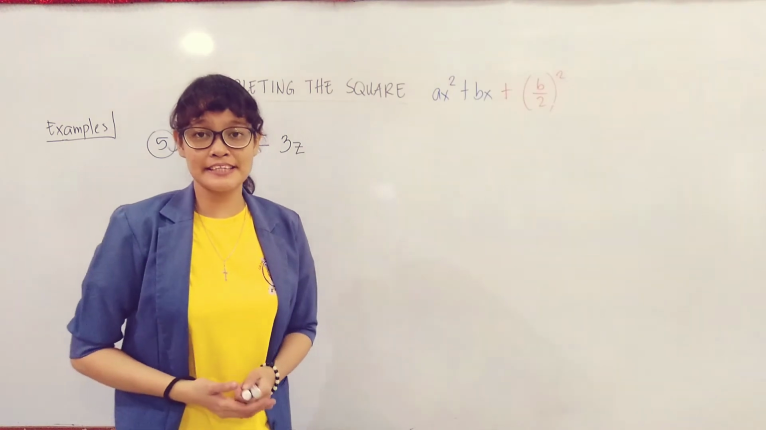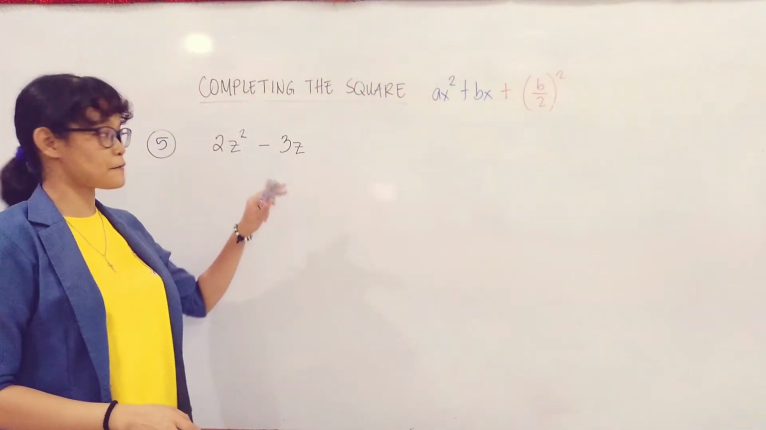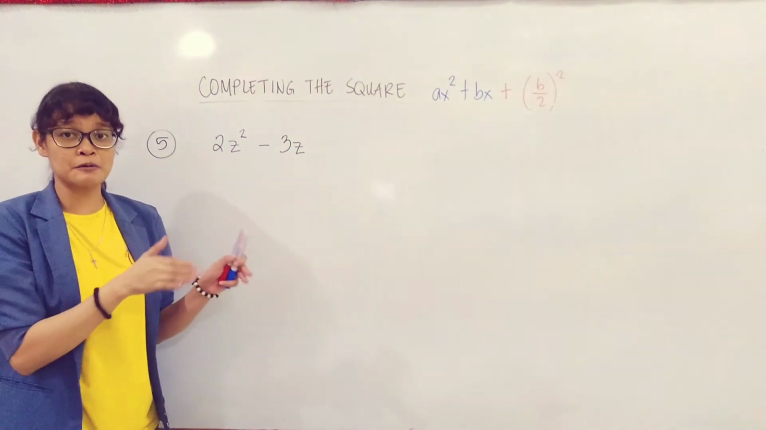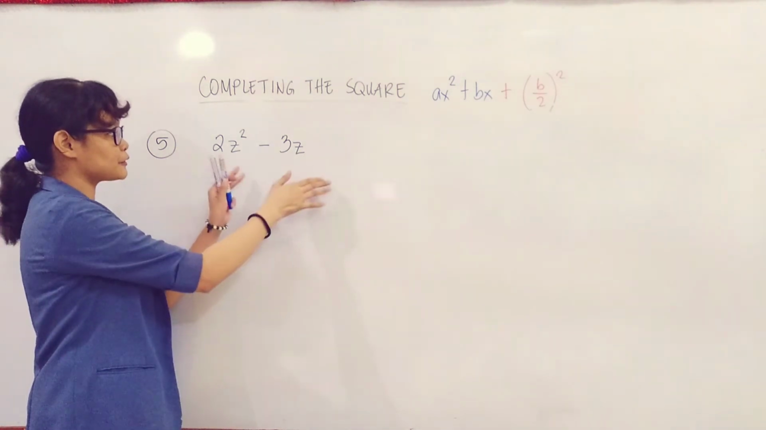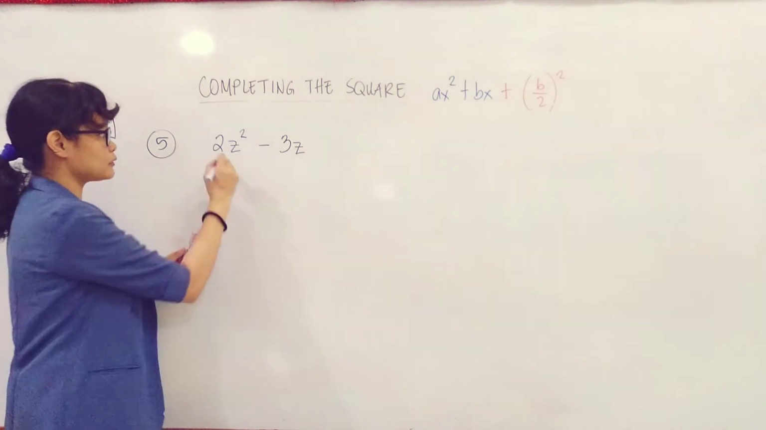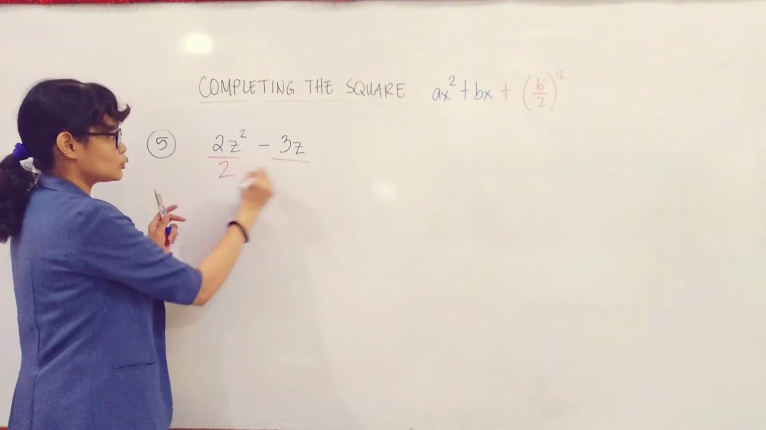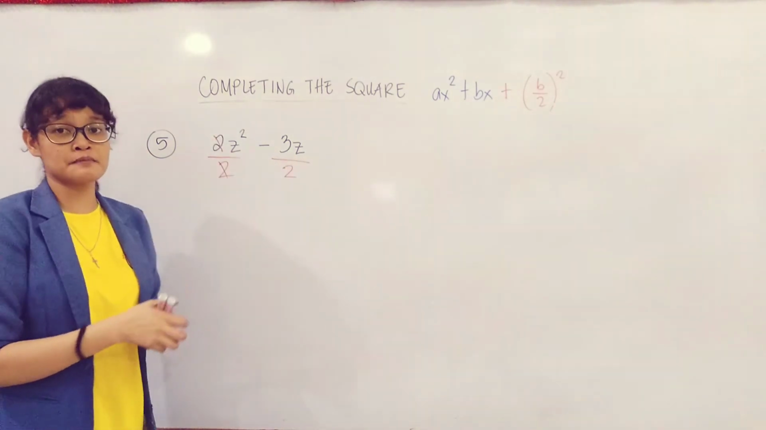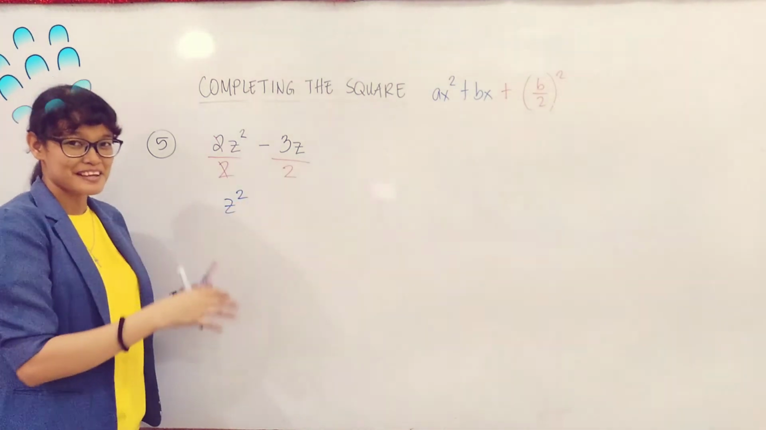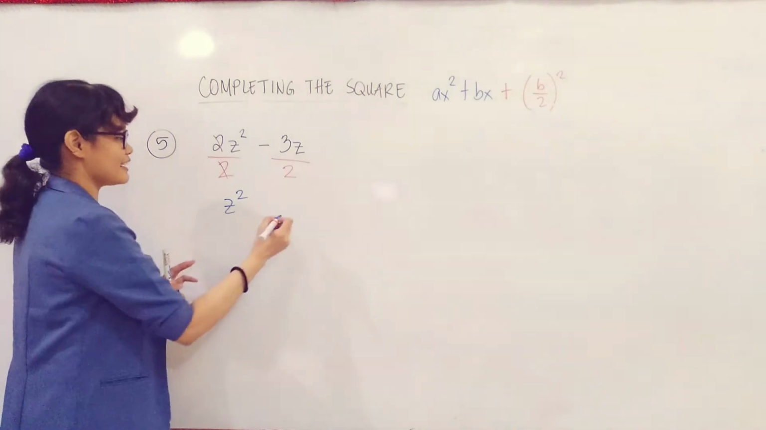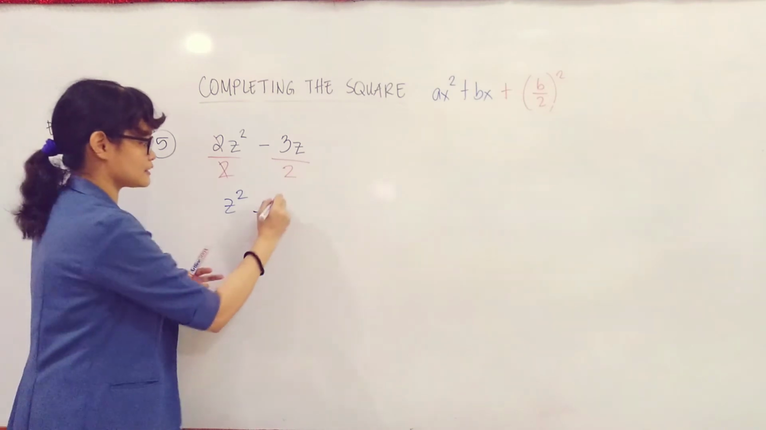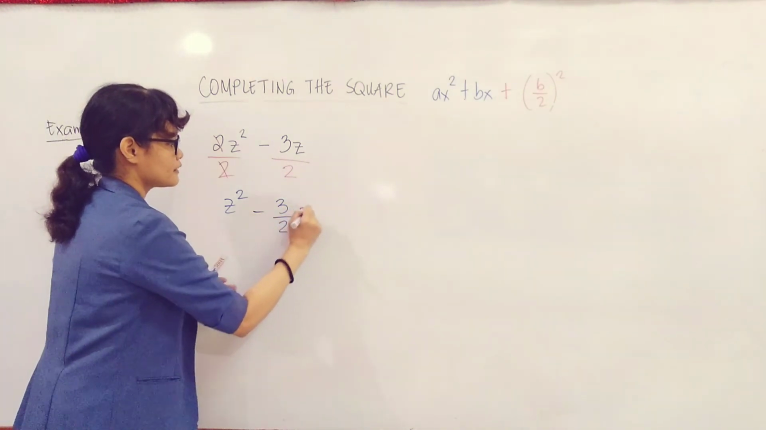Alright, so let's have our last example. We have 2z squared minus 3z. Again, the coefficient of your second degree term is not equal to positive 1. So you have to divide both terms by whatever the coefficient of the first term is. Alright, so we have to divide both terms by 2. Cancel this one out because 2 divided by 2 is already equal to 1. And that gives us z squared. Alright, minus 3 is not divisible by 2. So we will leave it as it is. So that is just 3 over 2z.